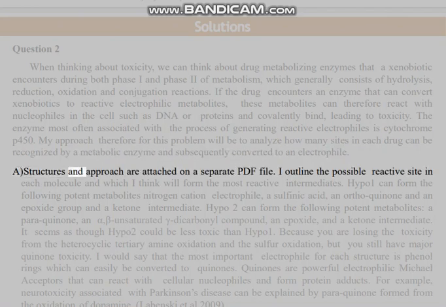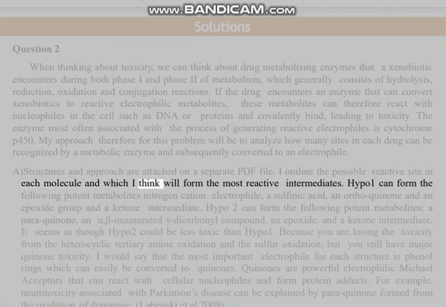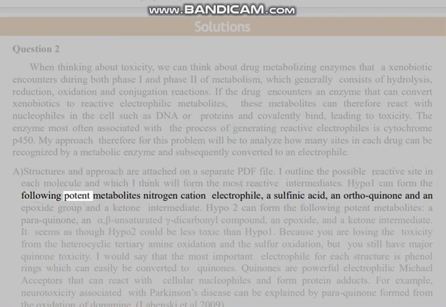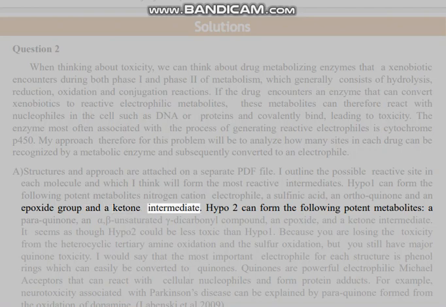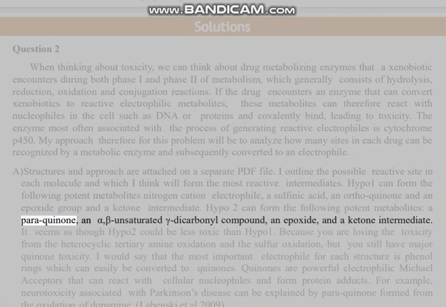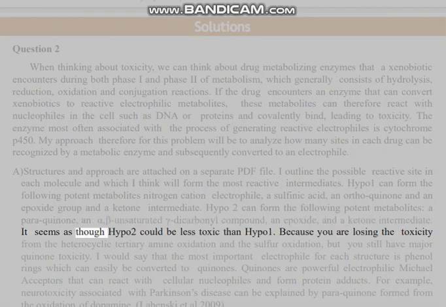A. Structures and approach are attached on a separate PDF file. I outline the possible reactive site in each molecule and which I think will form the most reactive intermediates. Hypo 1 can form the following potent metabolites: a nitrogen cation electrophile, a sulfinic acid, an orthoquinone, an epoxide group, and a ketone intermediate. Hypo 2 can form the following potent metabolites: a paraquinone, an alpha, beta-unsaturated gamma-dicarbonyl compound, an epoxide, and a ketone intermediate. It seems as though Hypo 2 could be less toxic than Hypo 1.